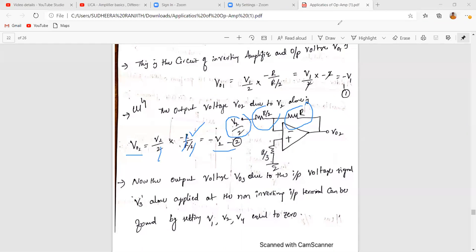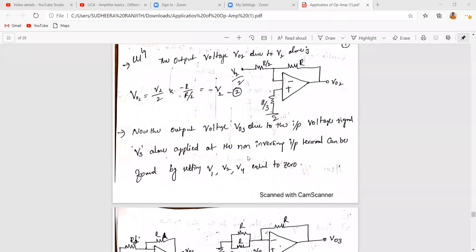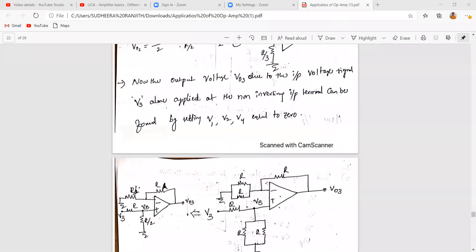Is it clear up to this point, all of you? Two cases are completed. In the first case, the output is minus V1, and in the second case, the output is minus V2. Now, coming to the third case.